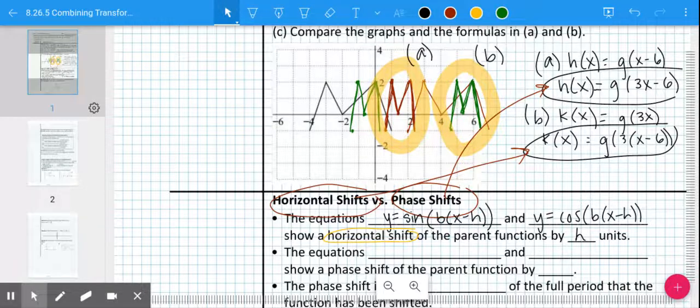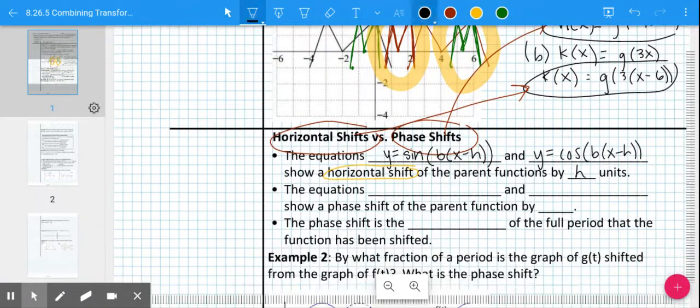If I do not have it factored out, so if I instead have y equals sine, I'm not going to use h again. I'm going to go ahead and call it bx minus phi. Phi is just a Greek letter, but it's often a variable we use for a phase shift. I know that's kind of weird. Don't worry too much about that. And again, this could be sine or cosine.